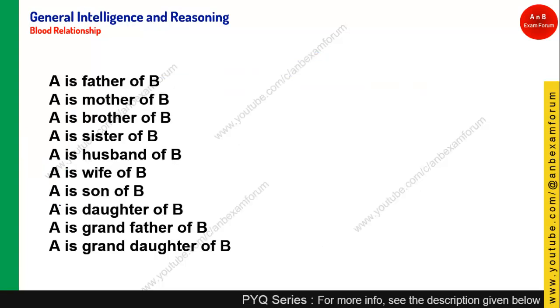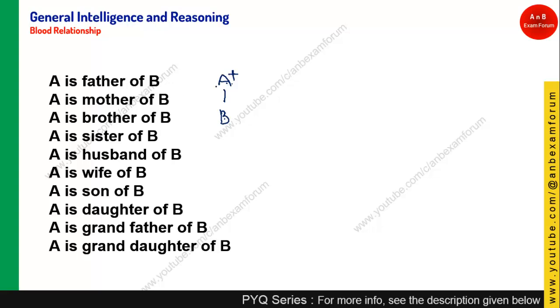Let's make a few relationships between those symbols. A is father of B. So how to make it? A is father of B means A is the father. They have not told us whether B is son or daughter, but A is the father. Since father is mostly a male person, it is plus. So first, it is made like this.